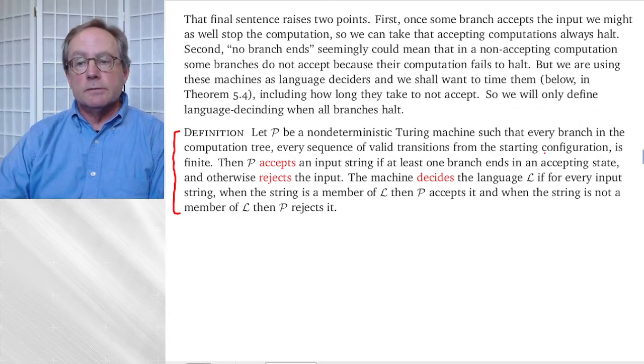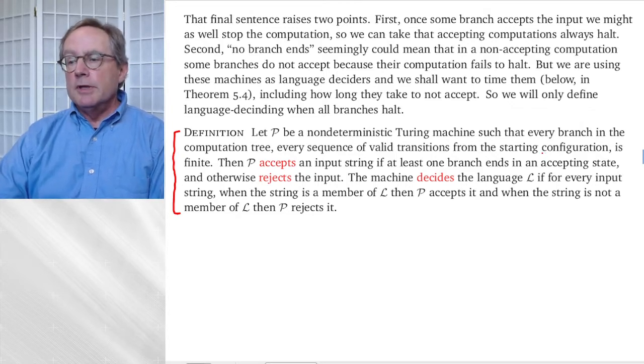I can say which one is longest. Then P accepts the input string if at least one branch ends in an accepting state. At least one branch. You think of the traveling salesman problem. That's one of the problems we want to think about. If at least one branch finds a short enough circuit, we want to say, yes, we're done.